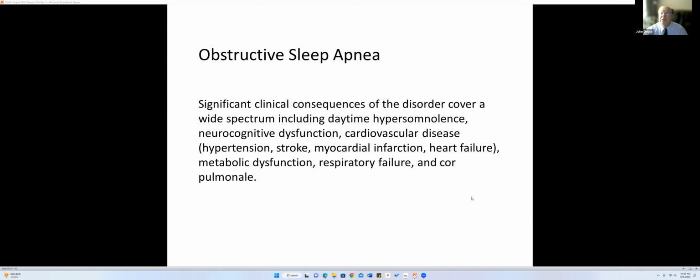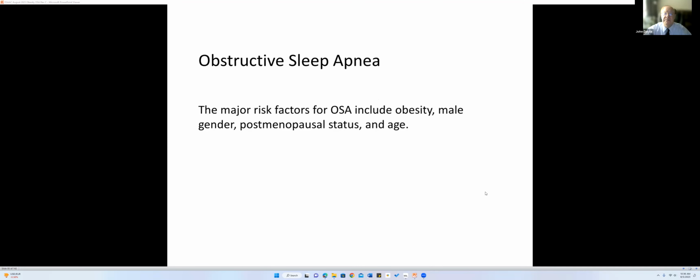Significant clinical consequences of the disorder cover a wide spectrum, including daytime hypersomnolence, neurocognitive dysfunction, cardiovascular disease such as strokes, hypertension, especially hypertension, myocardial infarction, heart failure, metabolic dysfunction, respiratory failure, and cor pulmonale. So it definitely has some side effects. The major risk factors include obesity, male gender, postmenopausal status, and age.